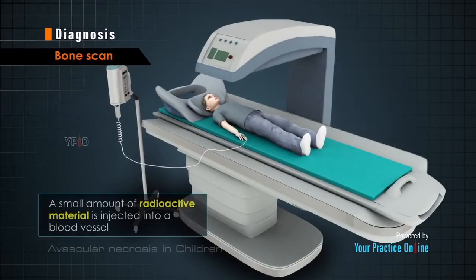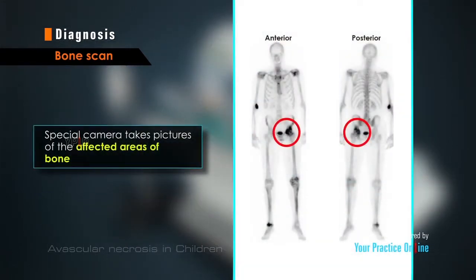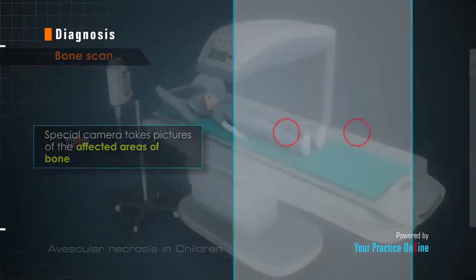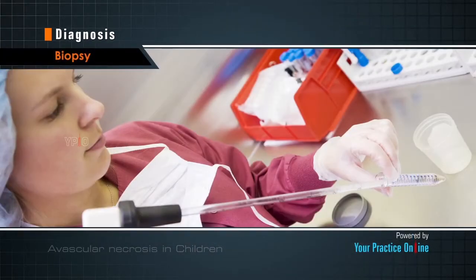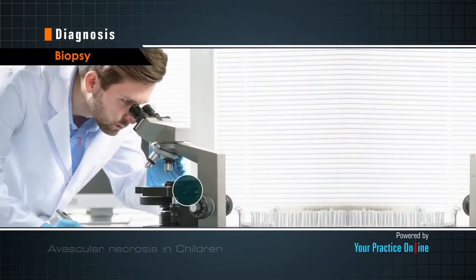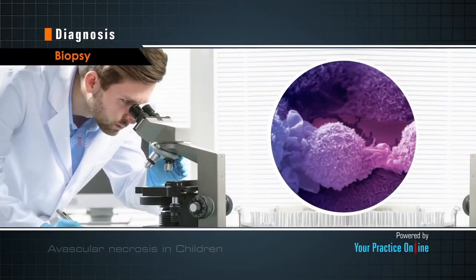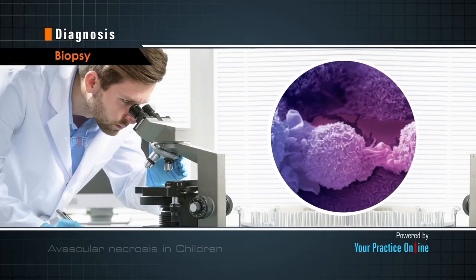Bone scan. A small amount of radioactive material is injected into a blood vessel and collects in the bone. A special camera takes pictures of the affected areas of bone. Biopsy. A tissue sample is removed and sent for microscopic examination to rule out the presence of cancer cells in the bone.